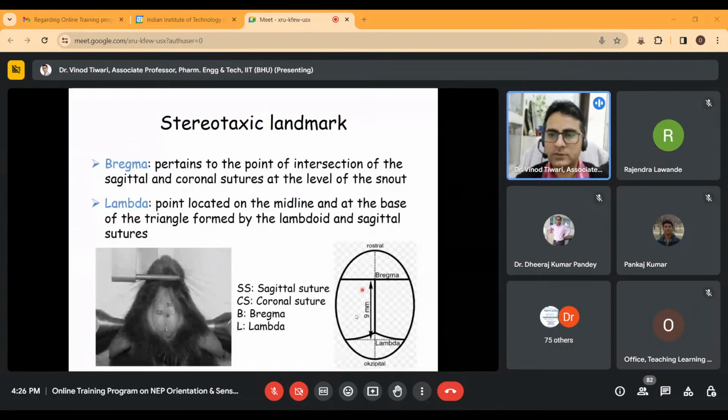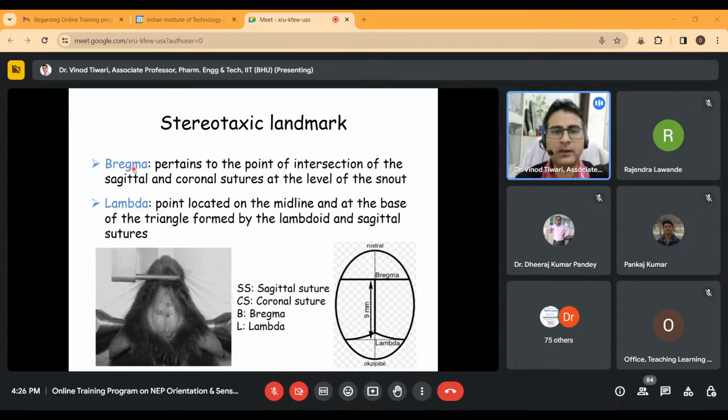This is just a picture to tell you, a replica of what you see here. B represents the point which is known as bregma, and L is another intersection which represents lambda. This is almost 9 millimeter away from bregma in the case of adult mice. In humans, this distance may vary. Rostral means the frontal part where the nose is, and occipital means the back side of the head, which is towards the ear. So bregma is more towards the rostral part.